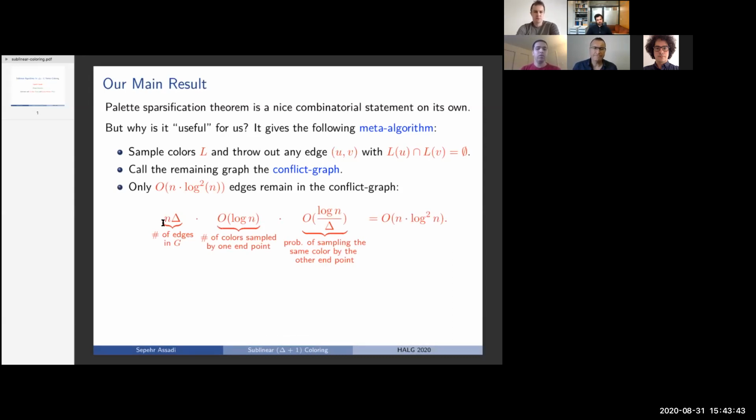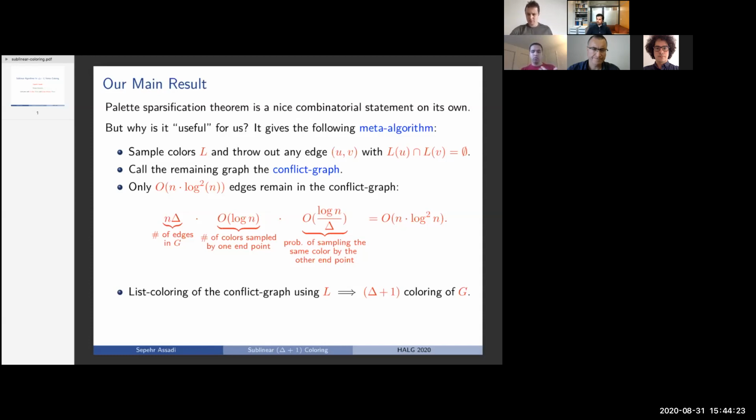The reason is that we start with n delta edges, and two random lists of size log n from a universe of roughly delta are going to intersect with each other only with probability log square n over delta. And if you multiply these numbers, we get this bound. This graph is going to be very sparse. So now we have this situation that instead of coloring the original graph, I have a much sparser graph. And because I chose the color of all vertices from 1 to delta plus 1, if I list color this sparser graph, I actually get a delta plus 1 coloring of the original.